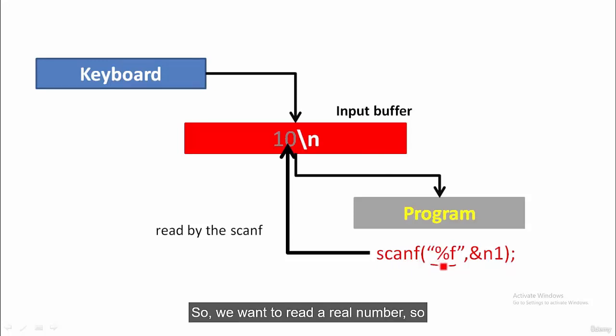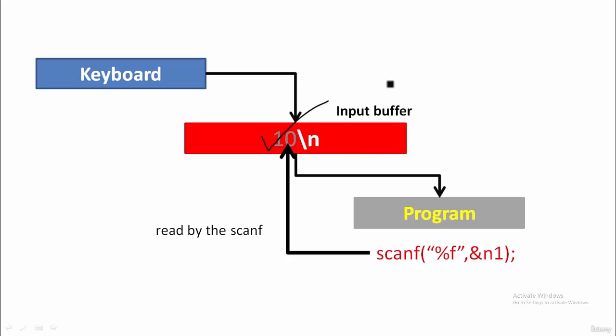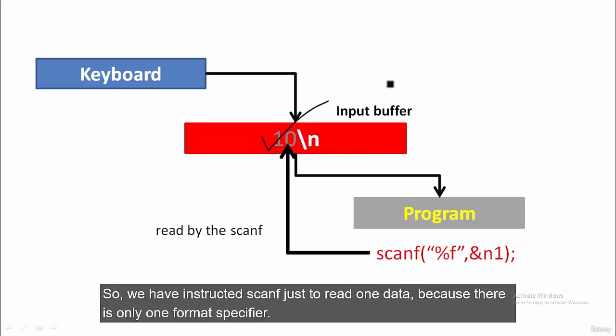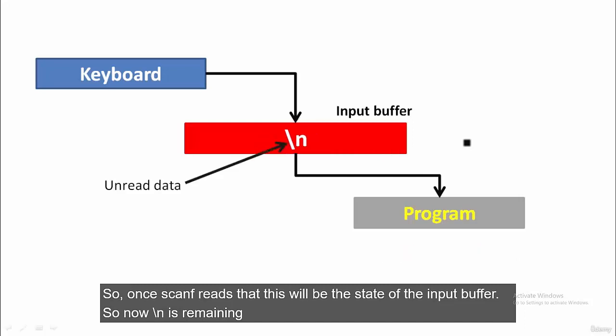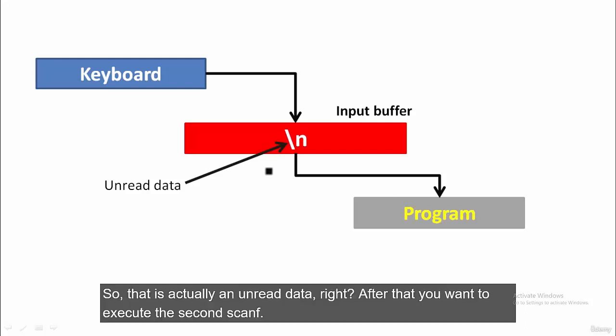We want to read a real number. That's why we specified the format specifier %f, isn't it? So this data will be read by scanf. We have instructed scanf to read just one data because there is only one format specifier. Once scanf reads that, this will be the state of the input buffer. Now \n is remaining in the input buffer. That is actually unread data, right?